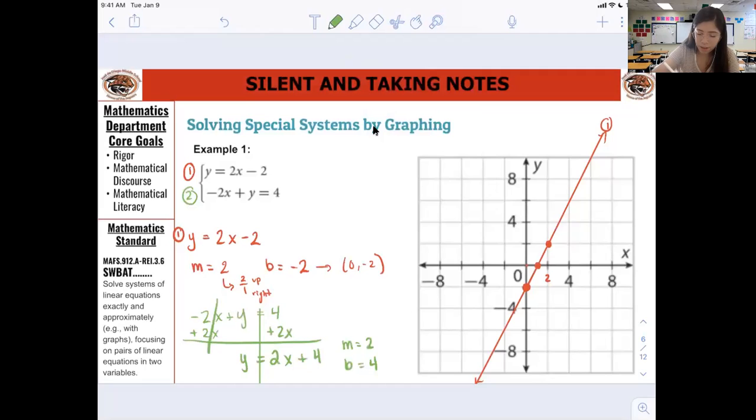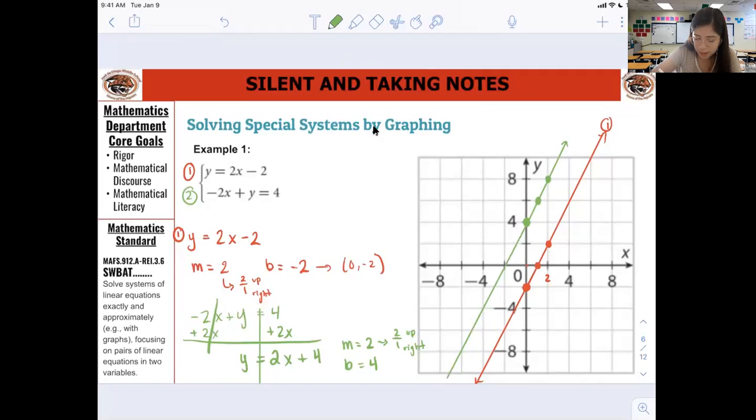So I start where? I start at the 4, which is up here. And then I have the same slope, right? So I'm going up 2 and then 1 to the right. Up 2, 1 to the right. And what do you guys think? What does this look like? Parallel, no solutions. Yeah, this is parallel.